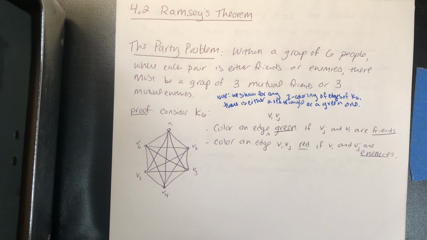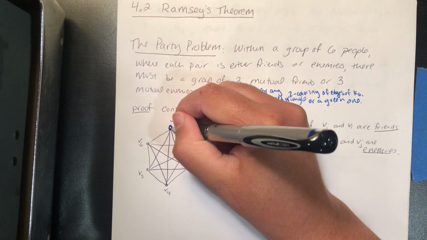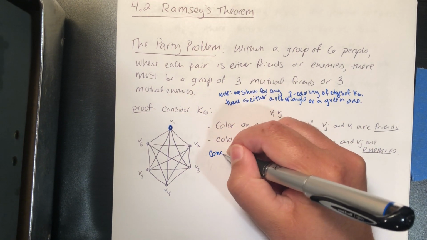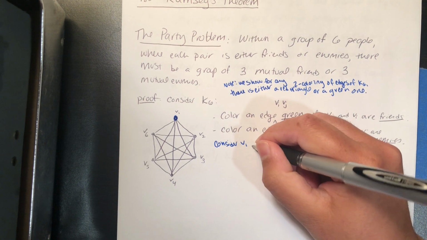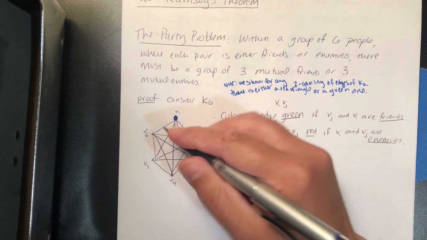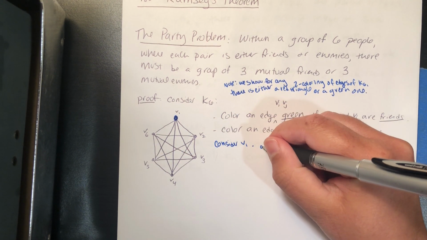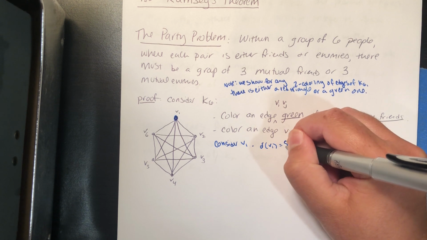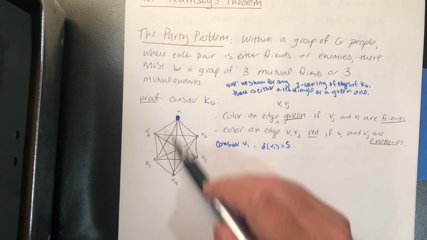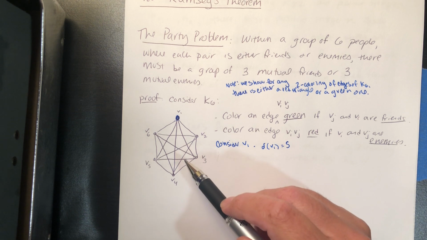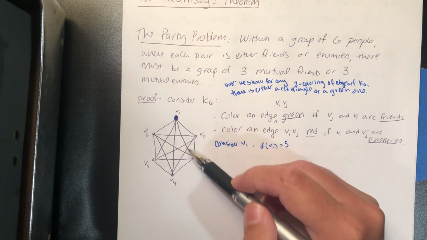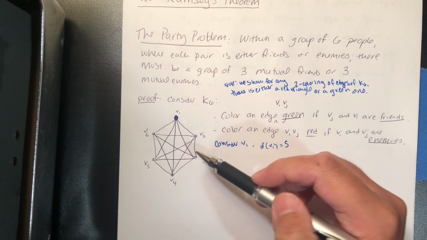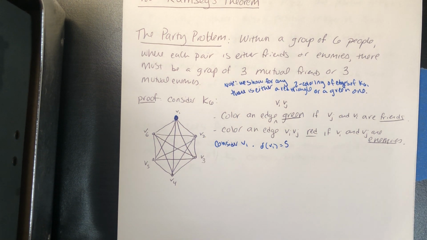Okay, so how do we prove that? Well, let's start with this vertex V1. Consider vertex V1. This is representing some person at your party. Well, V1 has 1, 2, 3, 4, 5 neighbors. The degree of V1 is 5. And each one of these 5 edges is going to be colored either red or green, which means that there's either going to be at least 3 red edges or at least 3 green edges. You couldn't have 2 or less red and 2 or less green because that would only account for 4 edges.